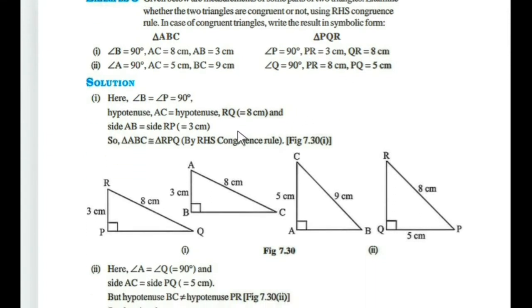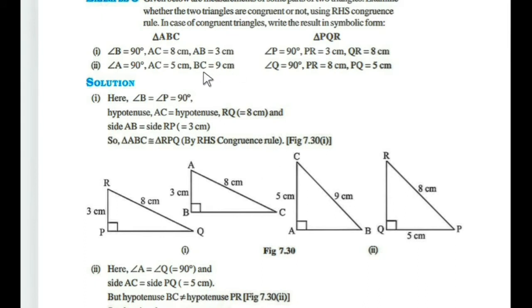Now let us see here angle B equal to angle P equal to 90 degree. So in the figure angle B equal to angle P is equal to 90 degree. Hypotenuse AC equal to hypotenuse RQ, that is equal to 8 cm. And side AB equal to side RP equal to 3 cm. So triangle ABC congruent to triangle RPQ by RHS congruence rule.